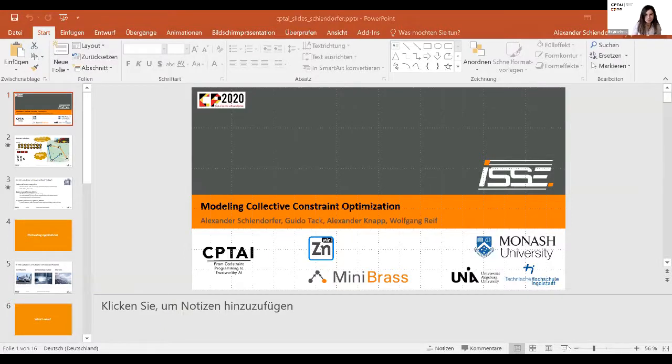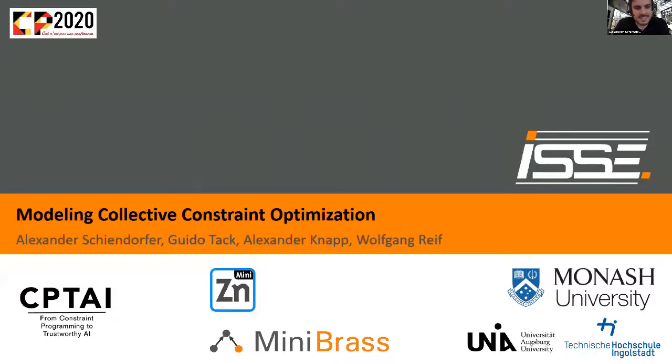So thanks, after this framing keynote, Barry, thank you for giving me the opportunity to talk about some ideas we've been working on in modeling for collective constraint optimization problems, which is joint work with Guido Tack from Monash and Alexander Knapp and Wolfgang Reif from the University of Augsburg. And let me dive right in.